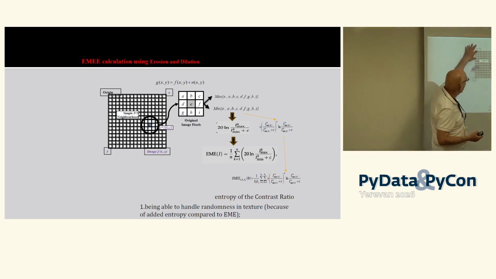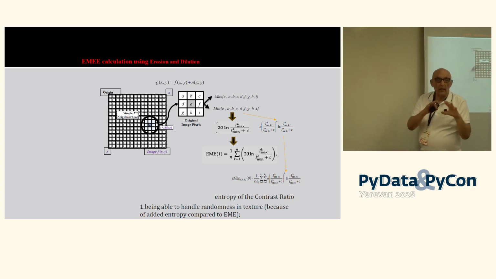Let's say you have an image. You take it block by block, three by three blocks, and then you take the maximum values and the minimum values, divide them, take a log, create an image, and then sum.